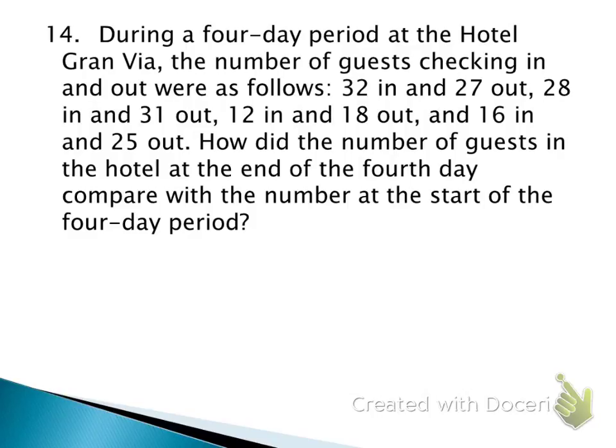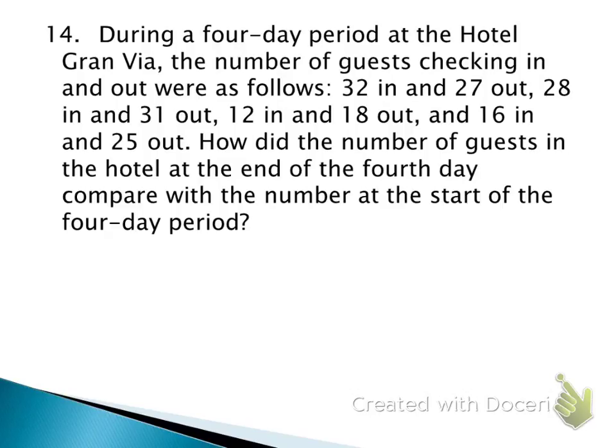During a 4-day period at the Hotel Gran Via, the number of guests checking in and out were 32 in, 27 out, 28 in, 31 out, 12 in, 18 out, 16 in, 25 out. We want to know how to compare the number on the first day to the 4th day. If we are getting guests coming in, do we think that's positive or negative? Positive. And if they're going out, okay, so let's add up all the ones that are the same.